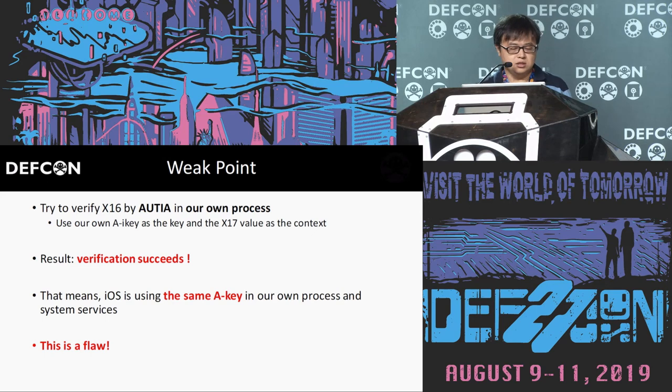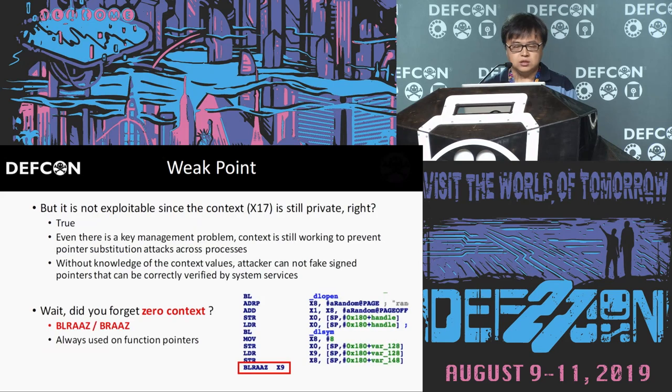So this experiment has the same result as the previous experiment. That means iOS is really using the same A key in our own process as in the system services. This is a flaw. But it should not be exploitable because, as I have said, the context register is introduced to prevent pointer substitution attacks. And the attacker should not know the context in another process, for example, X17.